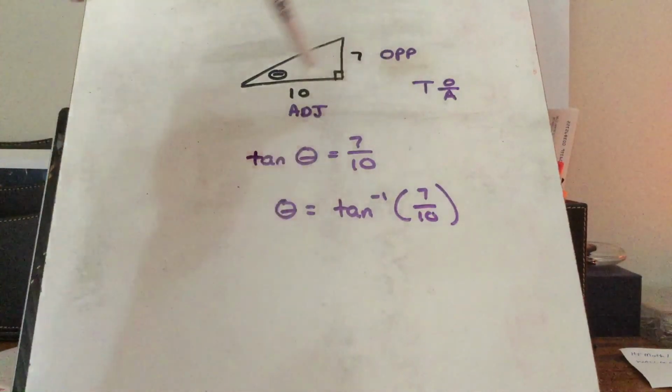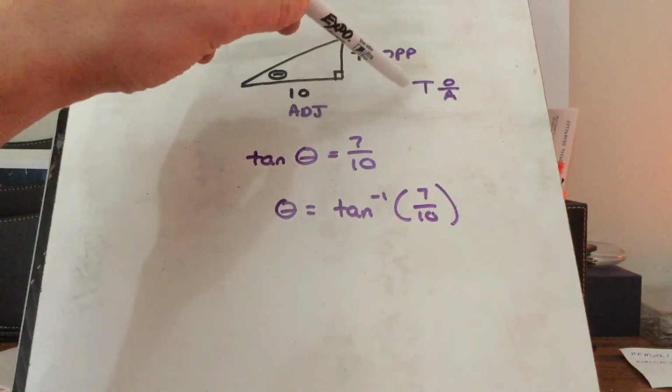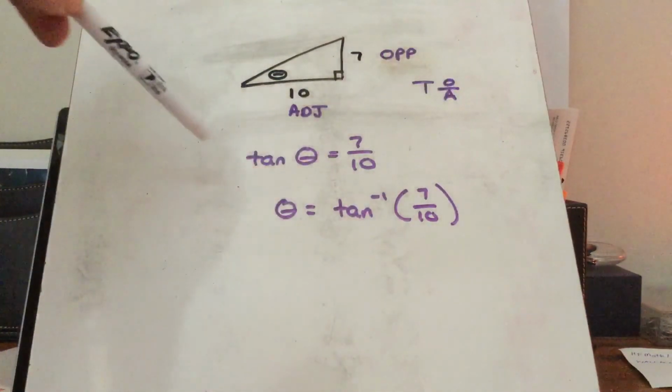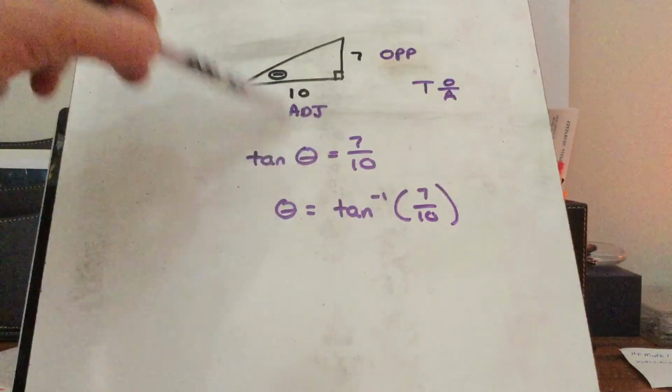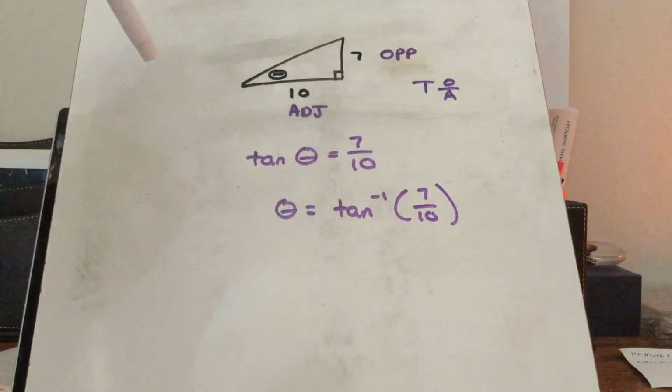So if we're going to utilize opposite and adjacent using SOHCAHTOA, TOA would be the one that would match. That means tangent is the opposite over adjacent. So our setup would look like this. The tangent of theta, that's the angle, is equal to the opposite side over the adjacent side.